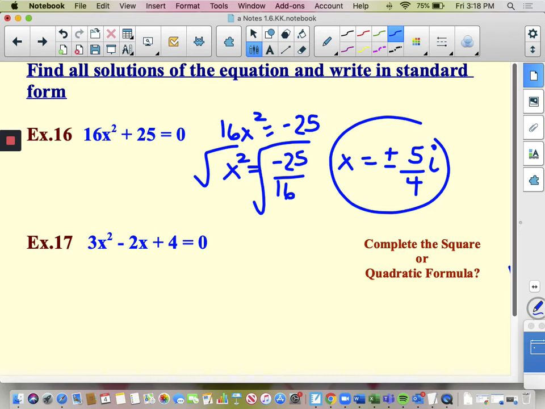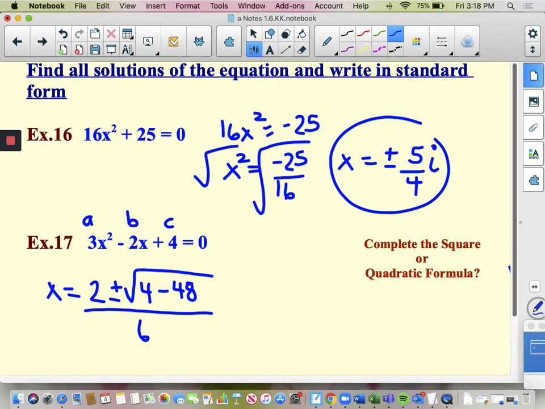Try to factor that if you want, you can. It doesn't factor. I can't isolate the x squared because there's an x in there, so I'm going to have to complete the square or use the quadratic formula, and I'm going to use the quadratic formula. So x equals the opposite of b plus or minus the square root of b squared minus 4 times a times c, 4 times 3 times 4. So 4 times 3 is 12, 12 times 4 is 48, all over 2a, 2 times 3 is 6.